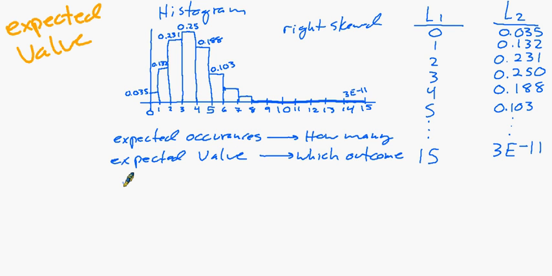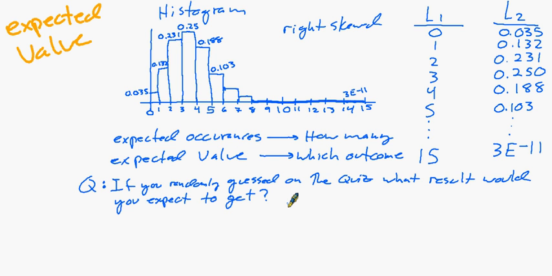So we could ask a question like this. If you randomly guessed on the quiz, what result would you expect to get? Another way of asking this would be, how many would you expect to get right? I chose not to use that phrasing because it might be confused with this, how many. How many you get right is really asking, what's the result? So you do have to not be too hung up on words, but think about the meaning, right? Are we talking about outcome, or are we talking about how many people will get this outcome?